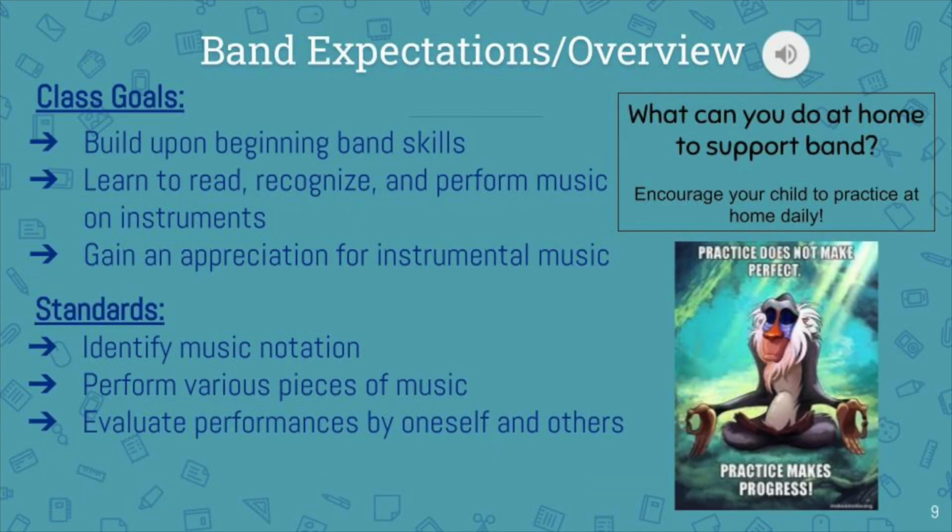7th grade band is a pull-out class where students are borrowed from their exploratory class once a week for 45 minutes. They build upon their beginning band skills that they learned when they first started in 6th grade. They are continuing to learn, read, recognize, and perform music on their instruments at a higher level, and they also are gaining an appreciation for instrumental music.